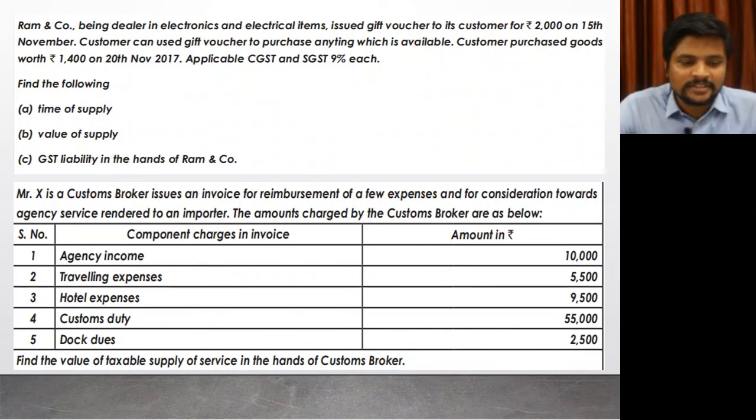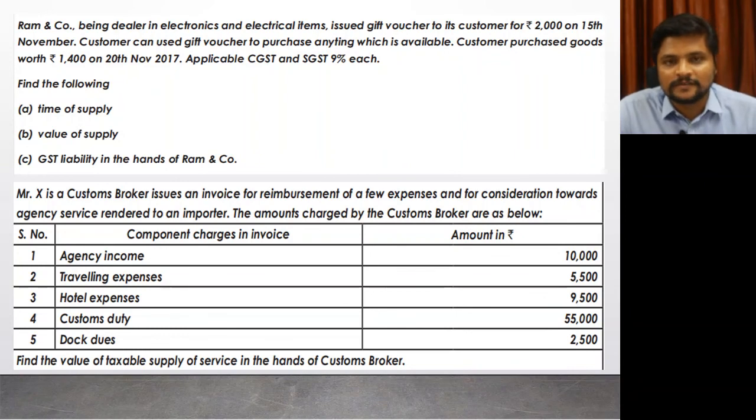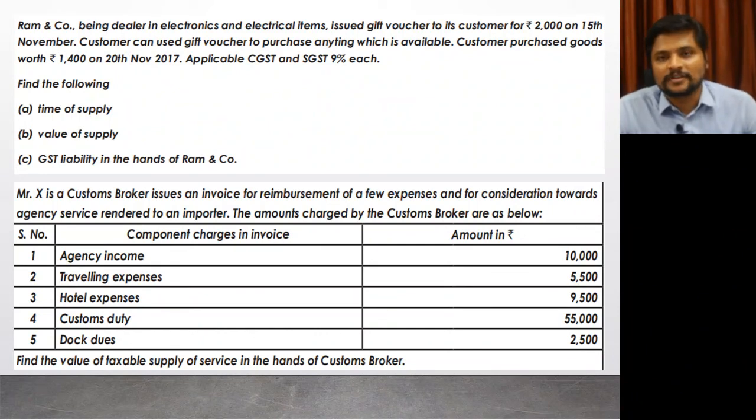Next question. Mr. X is a customs broker who issues an invoice for reimbursement of certain expenses and for consideration towards the agency services he has rendered to an importer. The amounts charged by the broker are as provided here. We have to find the taxable value for the services in the hands of the customs broker. So what all to be included, what all to be excluded. If you are able to determine that, then you can easily identify the value of taxable supply.